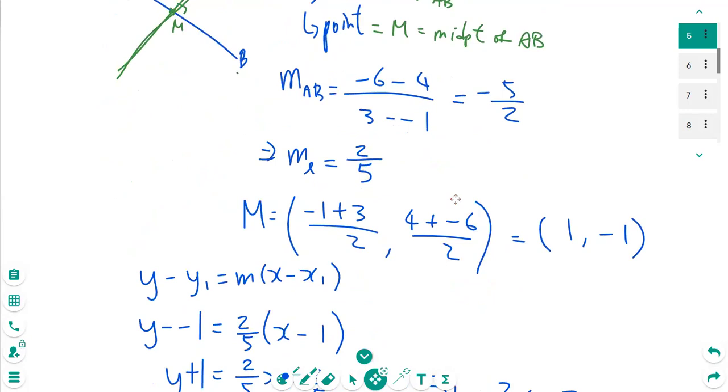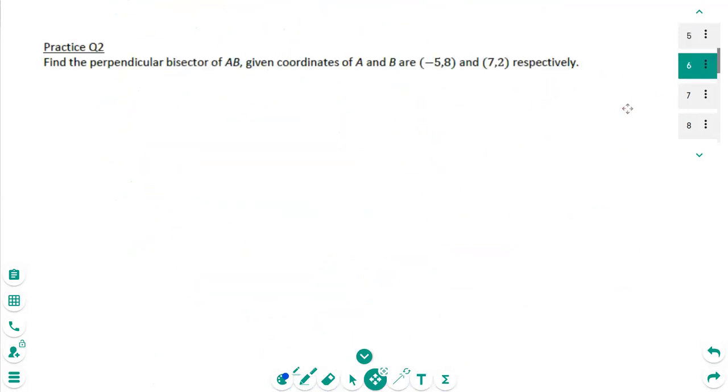And then, okay, right. If you're happy with this, pause the video, have a go at this question, finding the perpendicular bisector of AB. When you're ready for the answer, you can press play.